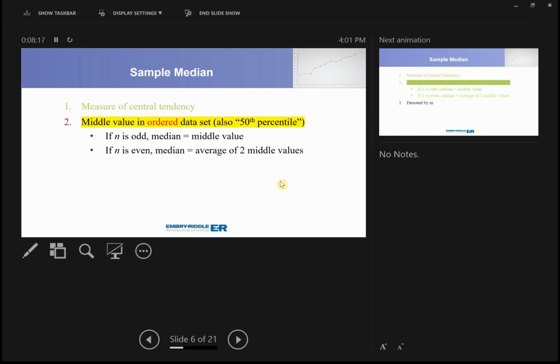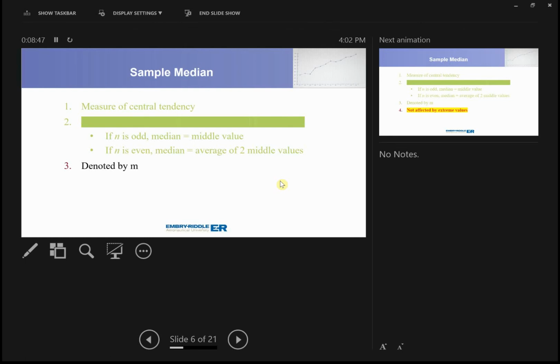Okay. Think of it like the median of a highway. It splits the data set into two equal parts, right? If we have an odd number of data values, the median is literally the middle value. We have a middle value. If we have an even number of data values, notice we don't have a middle value. We have two middle values in a sense, right? And what would you do? The common sense thing would be just to average them, right? So that's how we're going to get the median.